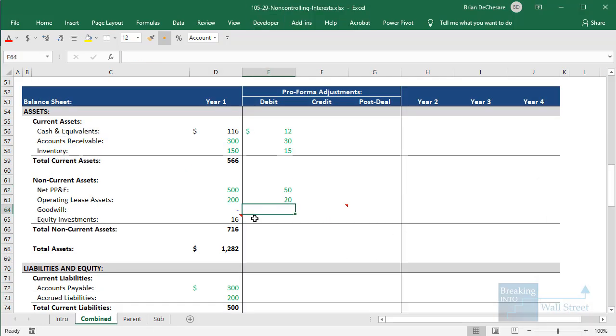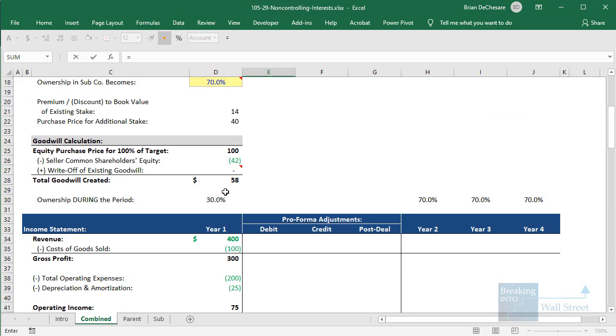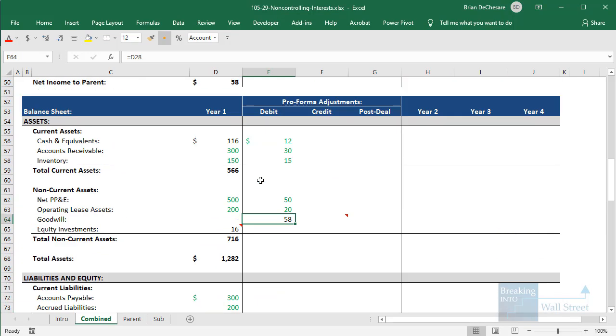Now for the goodwill, we will link to the new goodwill that's created in the deal, the 58 right here. And then equity investments, we're not going to increase this by any amount, so I'm just going to enter zero right here and we have that. Now on the credit side, the working capital line items, I'm just going to enter zero because these will not have reductions in this deal.